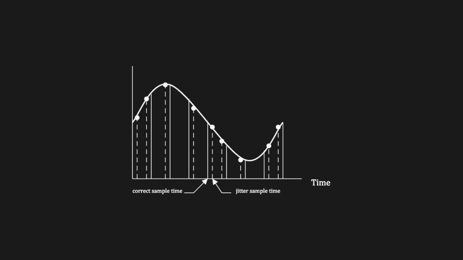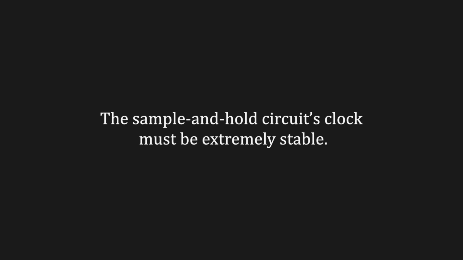Jitter, or small variations in sampling time, can introduce noise and distortion, especially for strong, high-frequency sounds. Therefore, the sample and hold circuit's clock must be extremely stable, typically controlled by a quartz crystal oscillator, to ensure timing accuracy and keep noise below the quantization noise floor.